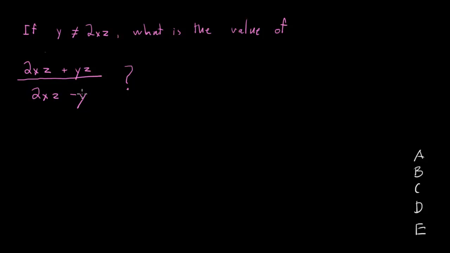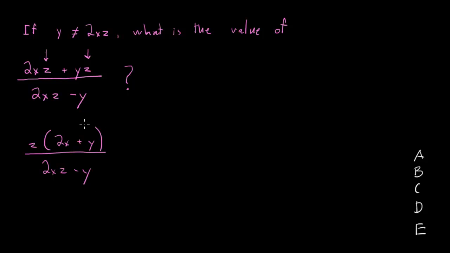All right, so what can we do? Well, not a whole lot. Really, the only thing that I noticed was that there is an opportunity for factoring. In the numerator, these two terms have a variable in common. There's a z over here and a z over here, so we can factor that out. Factoring the z out of each of these terms, the numerator becomes z times 2x, z out of the second one leaves us with y, and the denominator is the same, 2xz minus y.